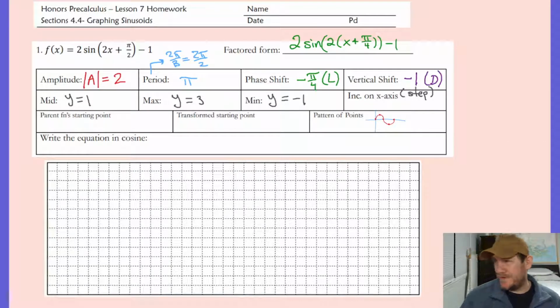Anyway, you should be able to see from there that those 5 critical points are dividing the period into 4 equal intervals. And that's our step. That'll always be our step. It's just going to be the period divided by 4. So it's pi over 4.